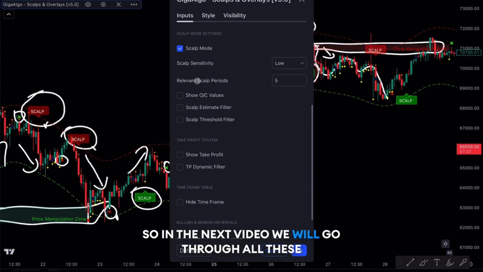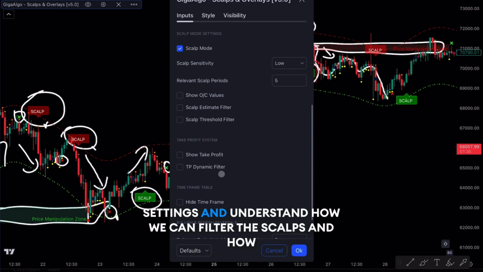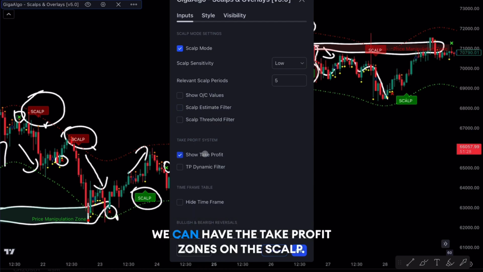So in the next video, we will go through all these settings and understand how we can fit into the scalps and how we can have their take profit zones on the scalp.